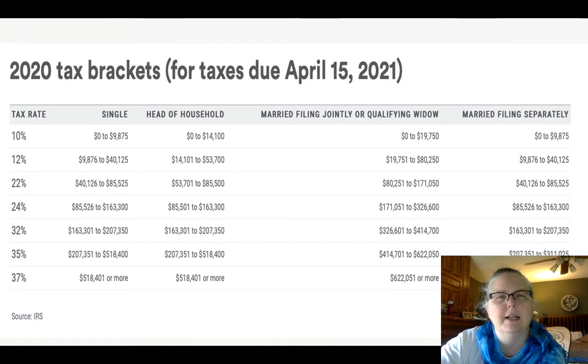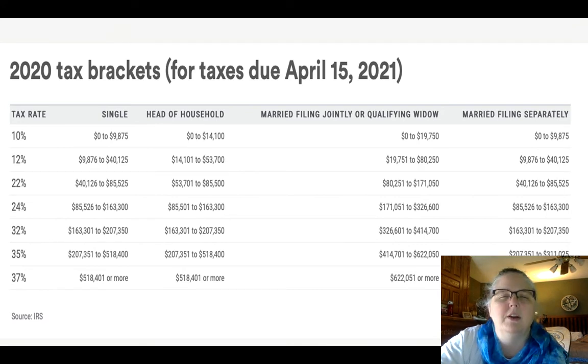Okay, so here is a look at the US tax system's 2020 tax brackets. You'll see that there are 7 brackets. There's 10, 12, 22, 24, 32, 35, and 37% brackets. So we've got 7. So there's a fair amount of progressivity in this particular structure.